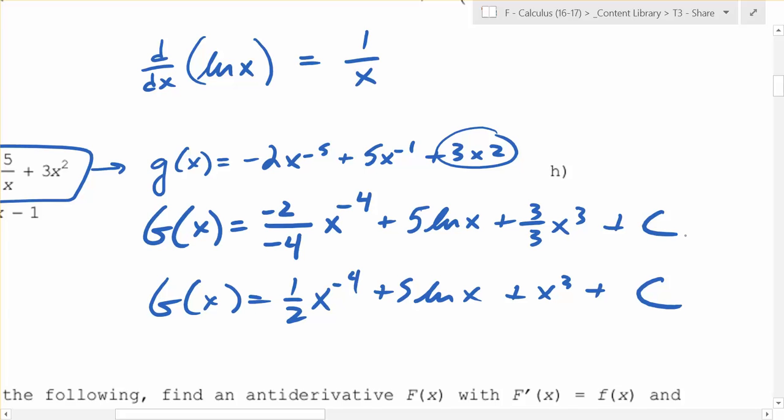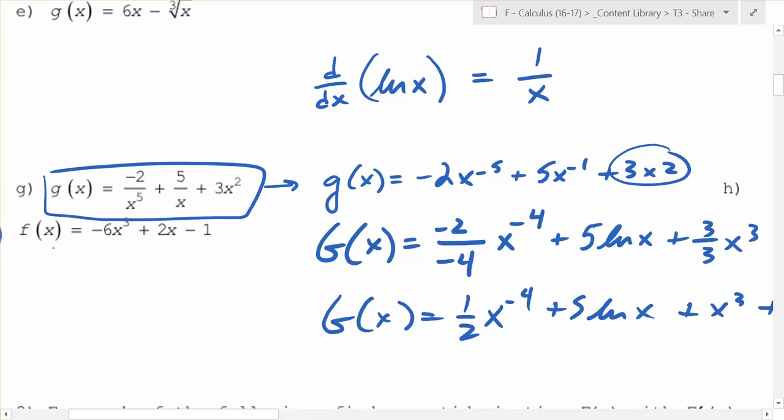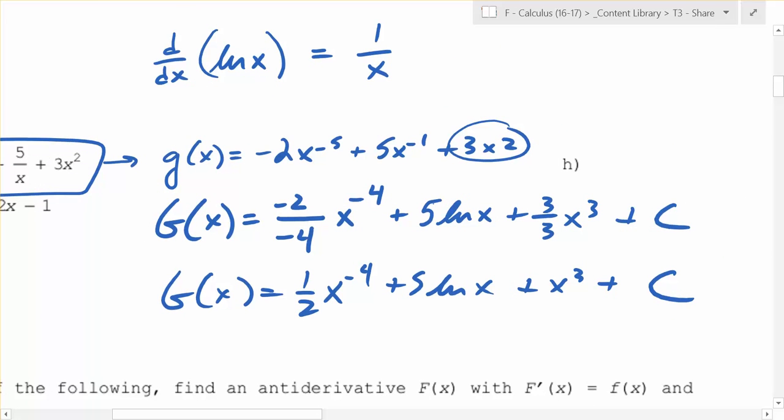Does that make sense? Oh yeah, I see that. H is all the way over there. I see. Got it. I'm waiting. Yes, you have a question?